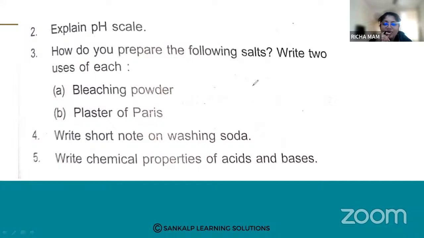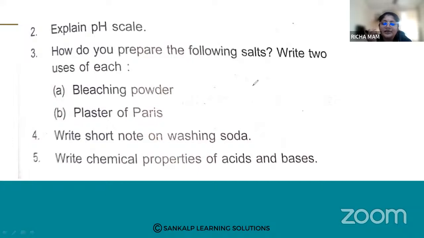Then when we talk about bases, what are the properties of bases? They change the color of litmus from red to blue. They are bitter in taste. They lose their basicity when you mix them with acids. Bases react with acids to produce salt and water, and this is called a neutralization reaction. They conduct electricity. They are soapy to touch.